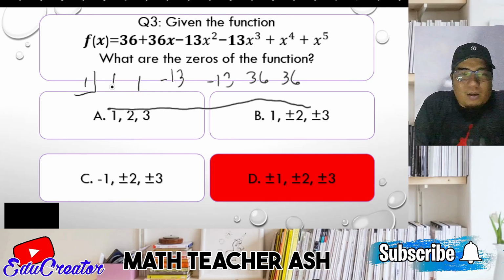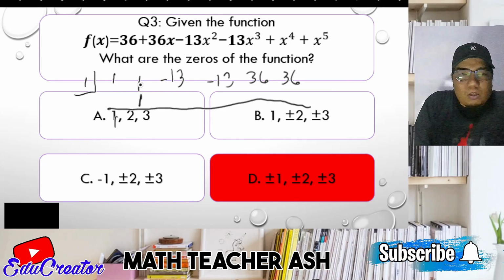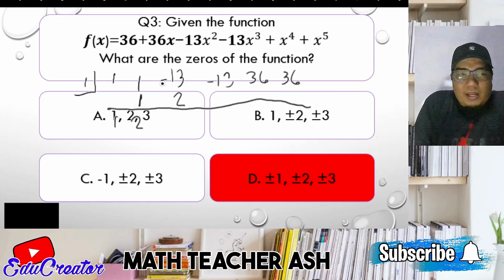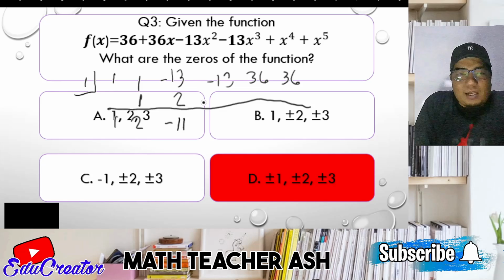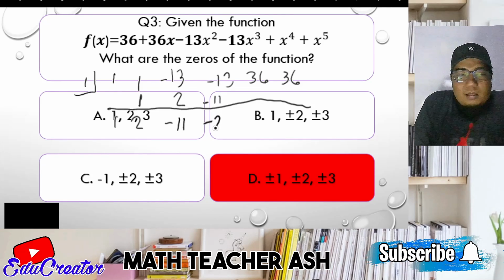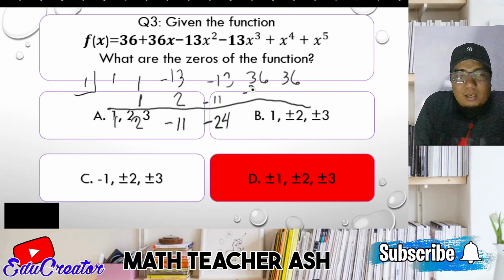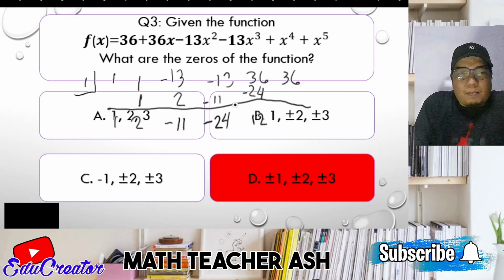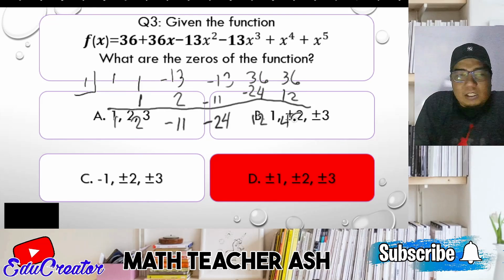Okay. So, we bring down 1. We multiply it by 1. So, 1 pa rin. So, okay. So, 1 plus 1, that is 2. 2 times 1, that is 2. Alright. Then, negative 13 plus 2, that would be negative 11. Negative 11 times 1, that is still negative 11. Alright. So, if we add them, this will become negative 24. Okay, times 1 na naman, this will become negative 24. Okay, and then if we add them, this is positive 12. Positive 12 times 1, that is positive 12. Therefore, the answer for this is 48.